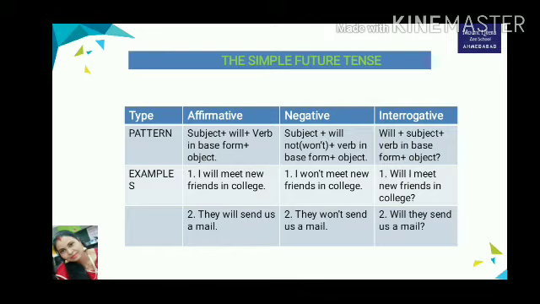Second example is, they will send us a mail. In this sentence, they is a subject, then we add will. Send is the base form of the verb and then we add object.